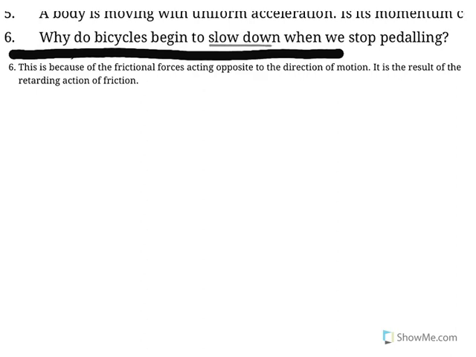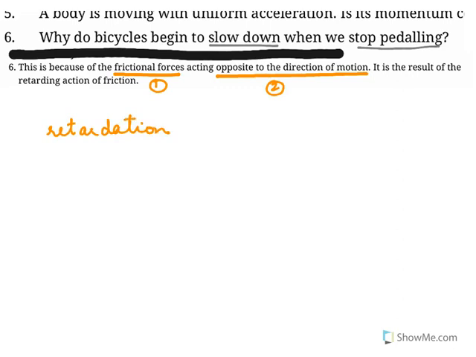Why do bicycles begin to slow down when we stop pedaling? This is because of the frictional force. When the bicycle comes in contact with the road, there is a frictional force, and this frictional force acts in the opposite direction. So it's not enough for you just to say frictional force. This is point 1: you have to mention the word frictional force. Second, you have to mention that it is in the opposite direction, and hence it causes a retardation. It slows down and ultimately it will stop. So 2 points should be there: frictional force and opposite to the direction of motion.